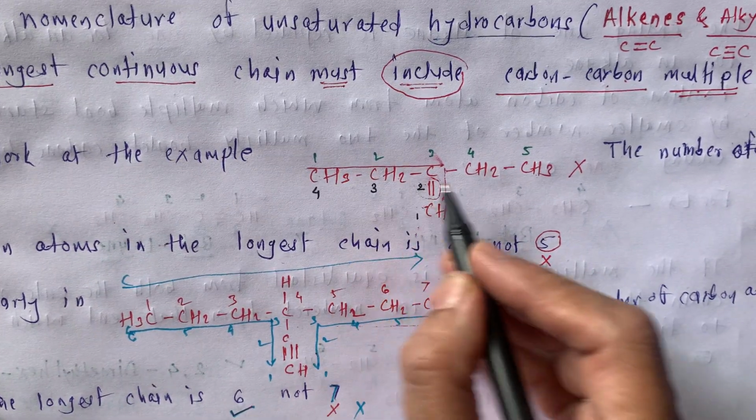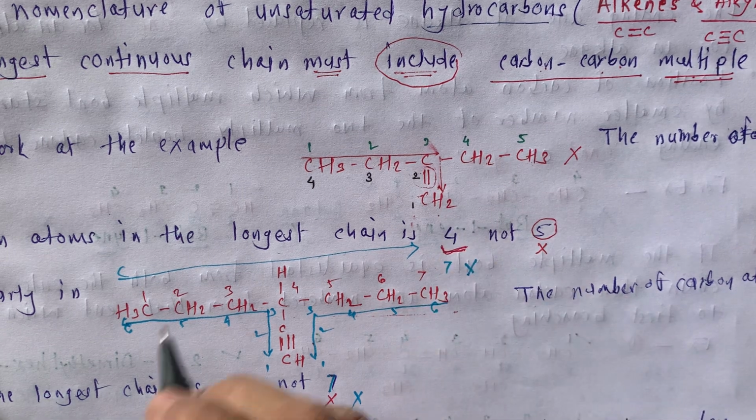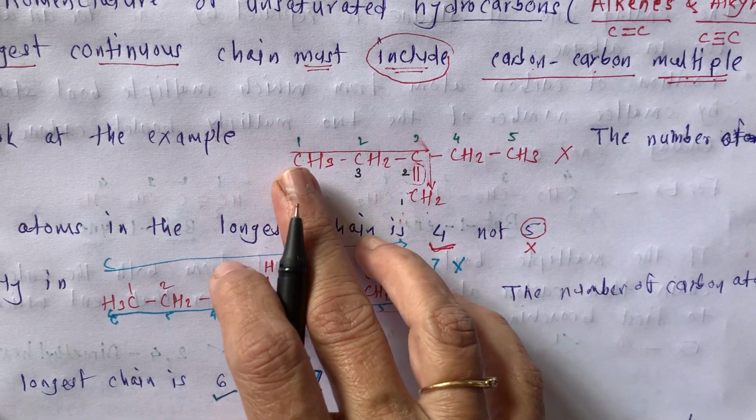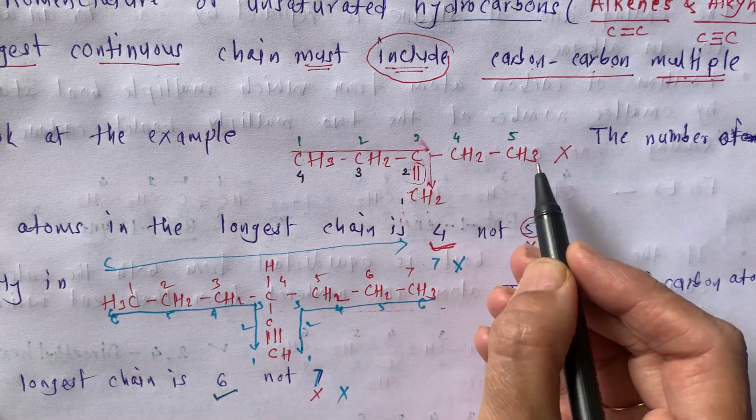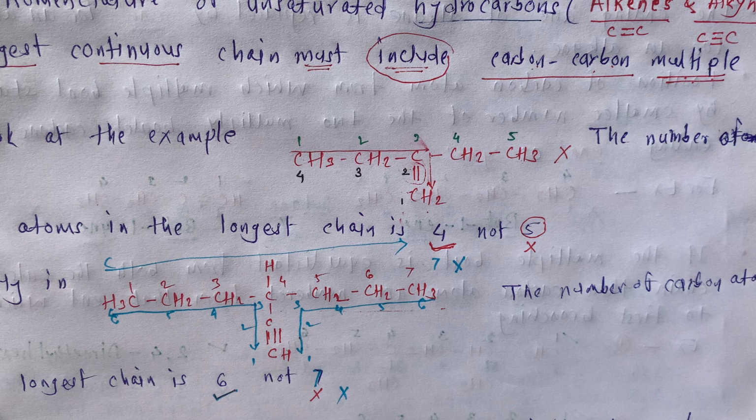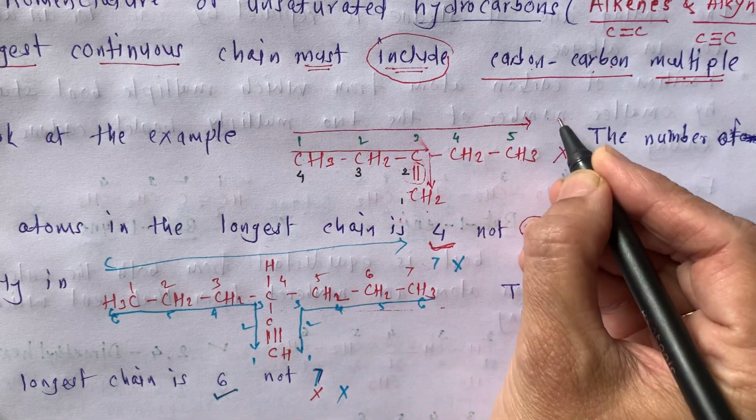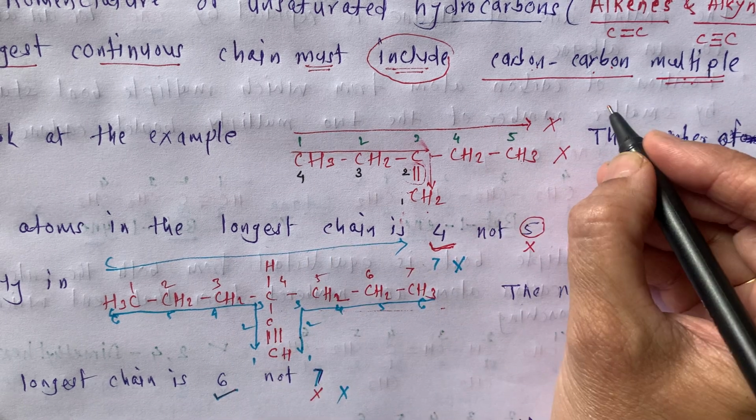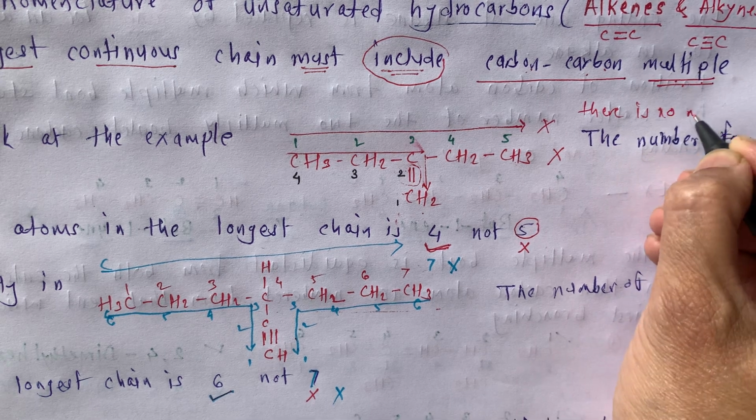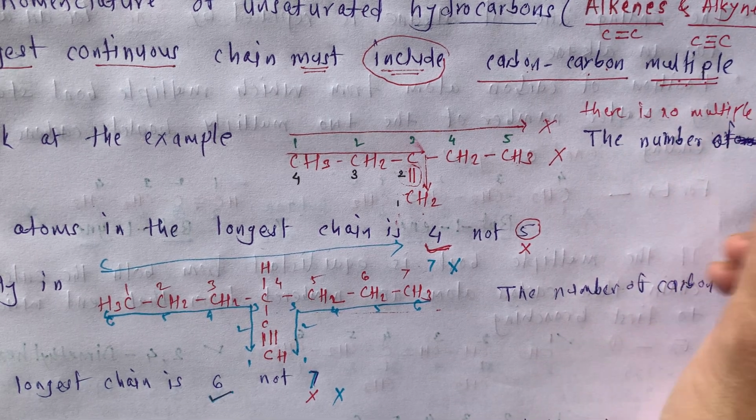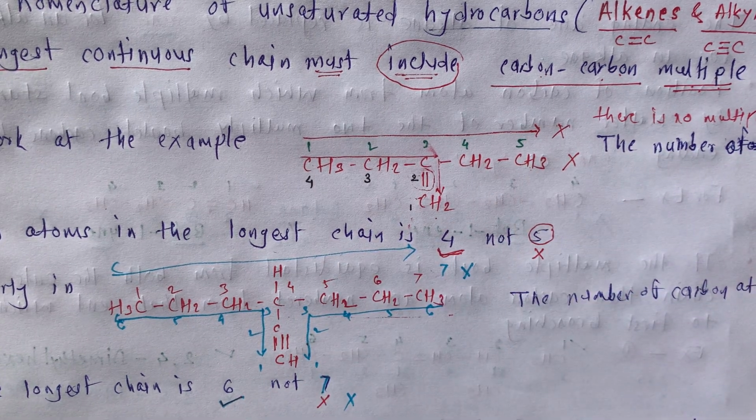This is CH3 CH2 C CH2 CH3 and here it is a double bond and then the CH2. In the first look what we are going to see, 1 2 3 4 5, this is the longest one, 5 carbons are there. But no, you should not consider this chain. Why? Because in this chain there is no multiple bond. Then which chain should you consider? You should consider this one.